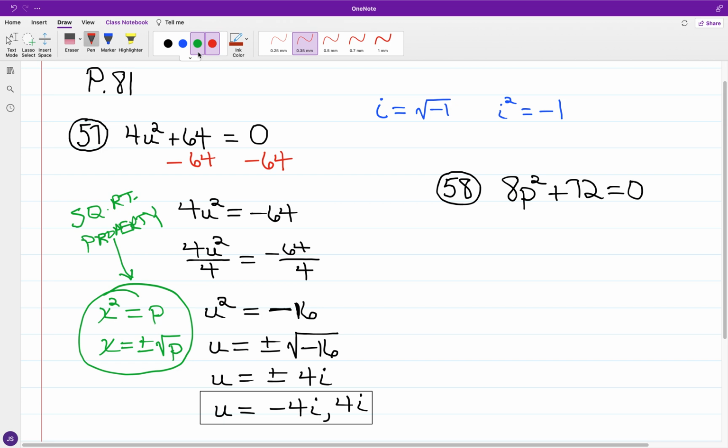And so with 8p squared, I'm going to get this by itself, undoing addition, and this time I am taking away 72 from both sides. And so we now have 8p squared is equal to negative 72. And we have division by 8.